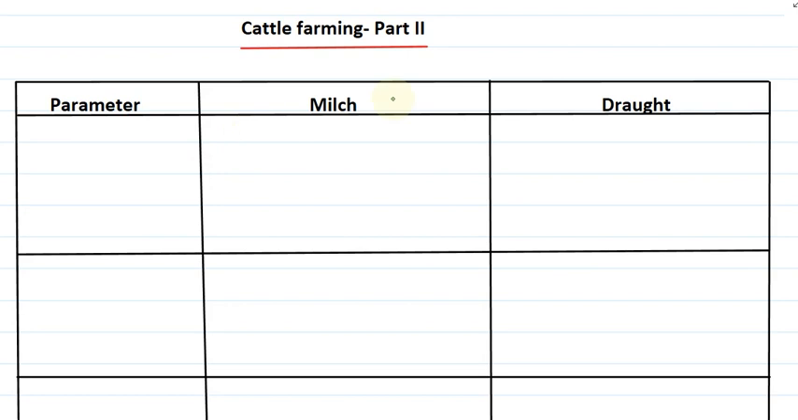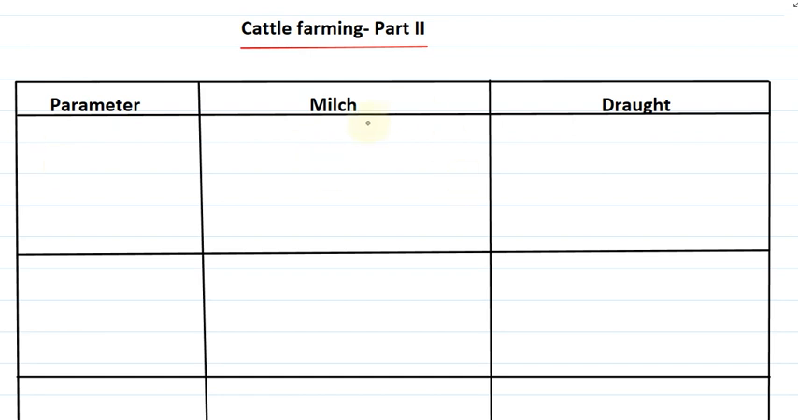The topic for today's video is cattle farming part 2. In our previous video, part 1 of cattle farming, we discussed an overview of cattle farming and the various breeds of cattle, and we came across the terms milch and draught. These are the different breeds of cattle based on purpose. Milch is the milk yielding breed, and draught is the breed used for draught work like pulling carts, plowing fields, etc.